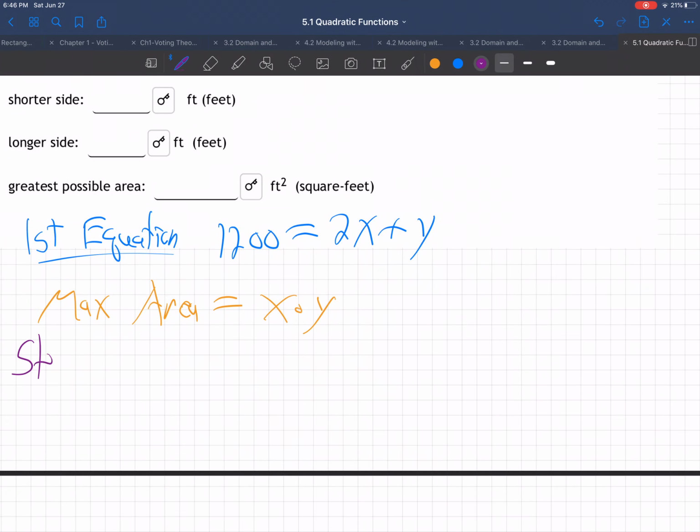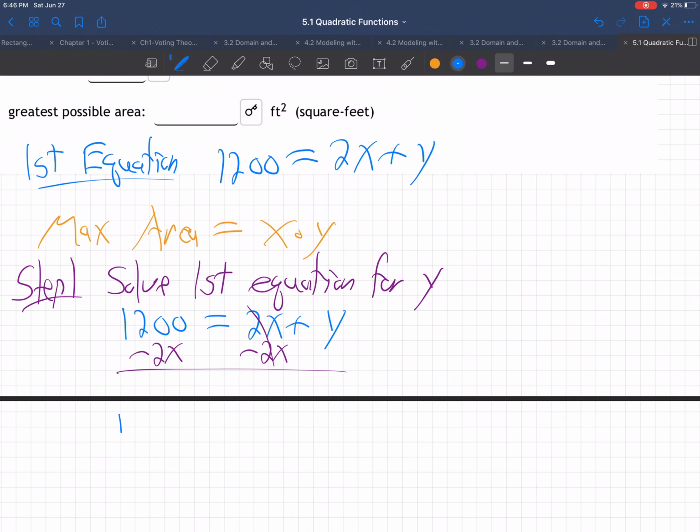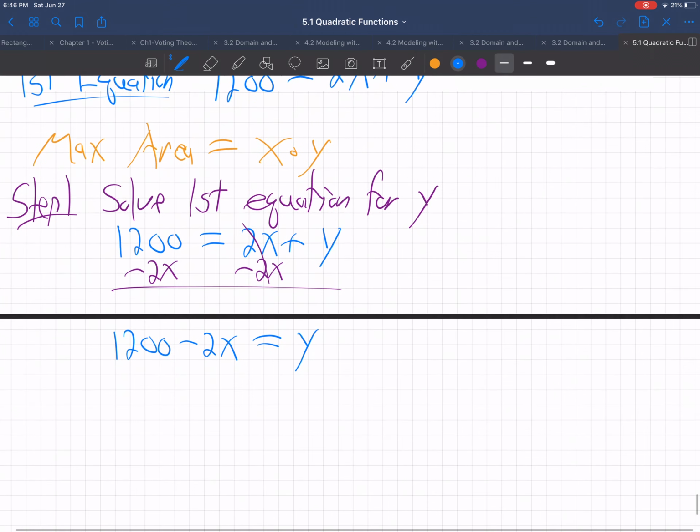Okay, first step, step 1, solve the first equation for, I'll do y, you can do x, it doesn't really matter. Solve for x or y. Plug that into the second equation. So let's take this first equation, 1,200 is 2x plus y. I'm going to solve for y, so subtract 2x from both sides, and we get 1,200 minus 2x is y.